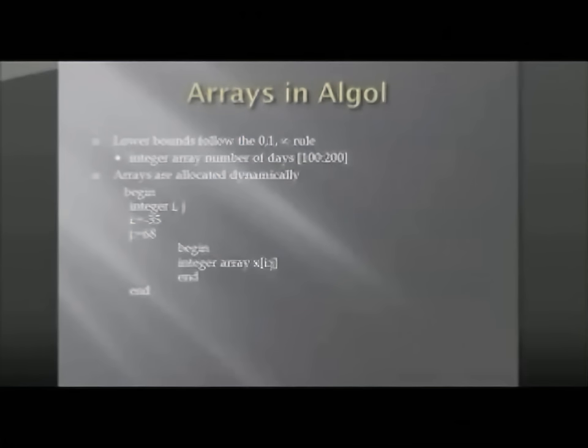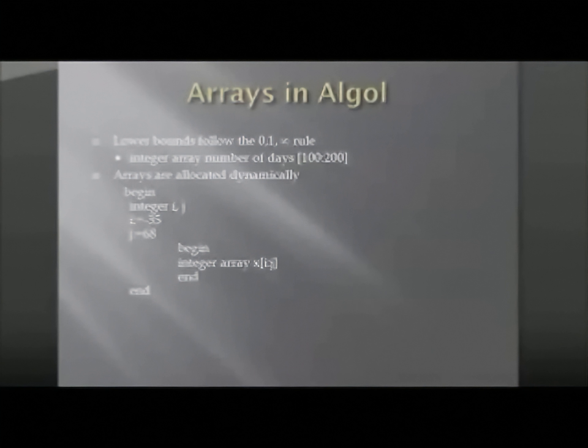Arrays in Algol. There are three types of arrays in Algol: integer array, real array, and string array. In Fortran there is a limitation for declaring arrays, but in Algol there is no limitation. The lower bound follows the 0, 1, infinite rule. So here the array size can be maximized from 0 to infinite.